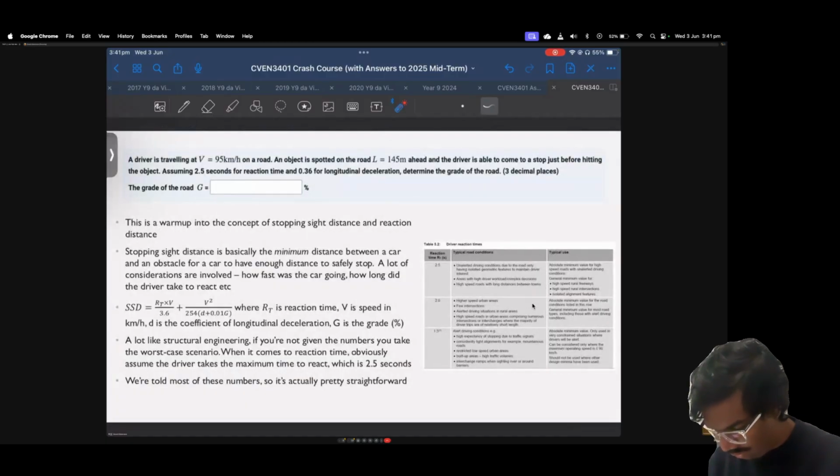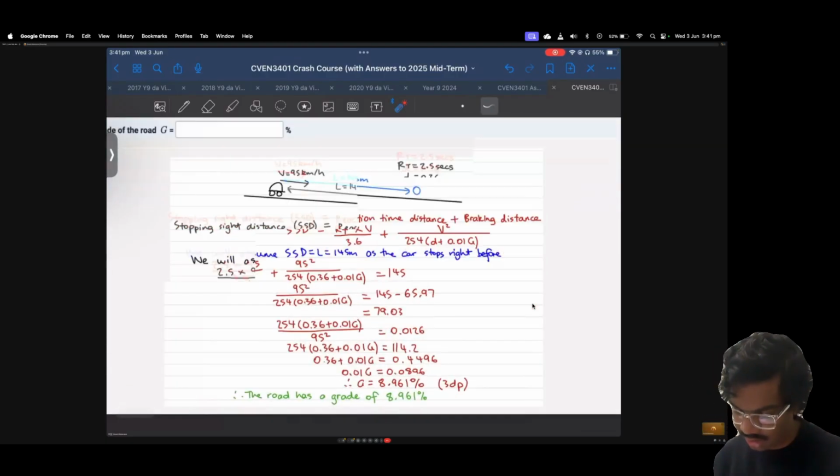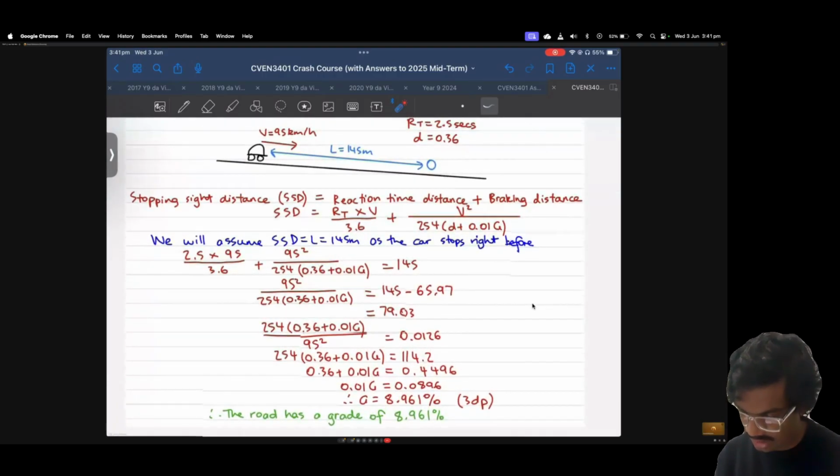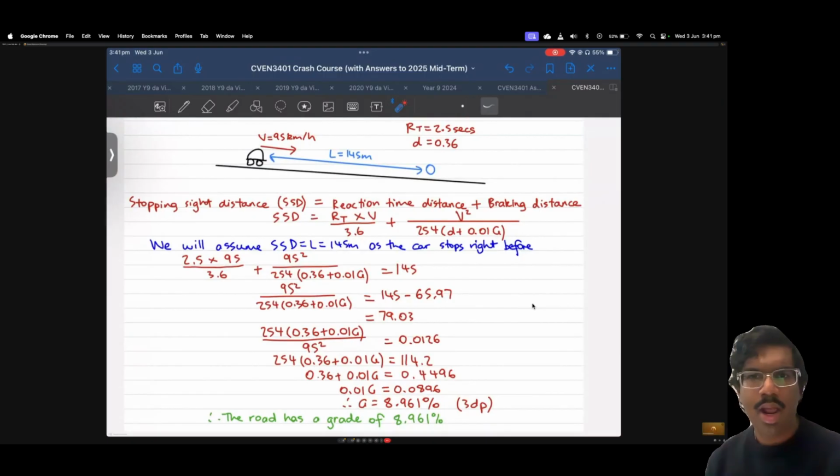Okay? This question is quite straightforward because we're given all the numbers. And I even took the liberty of drawing. This is actually my assignment. This is what I submitted last year. So we're told the reaction time is 2.5 seconds. We're given a grade of 1% grade. D is 0.36, and the vehicle is going at 95 kilometers an hour. Okay, so the stopping sight distance is RT times V over 3.6 plus V squared over 254 times D plus 0.01 G. Okay, we will assume SSD equals 145 meters.